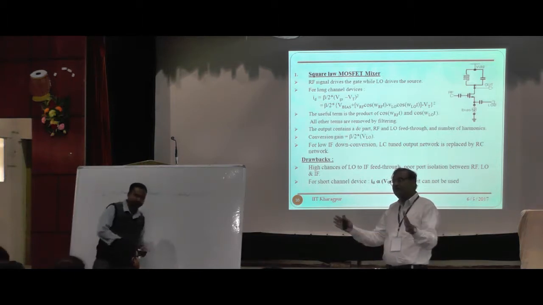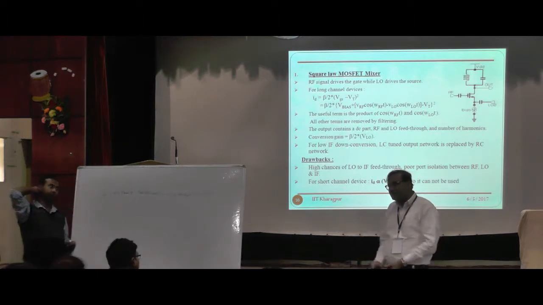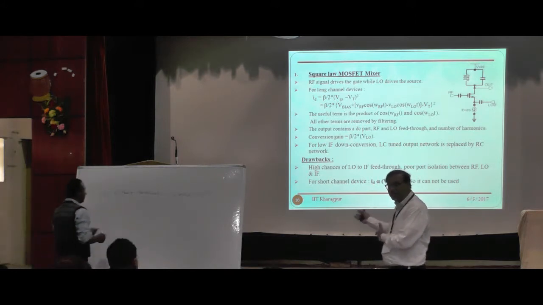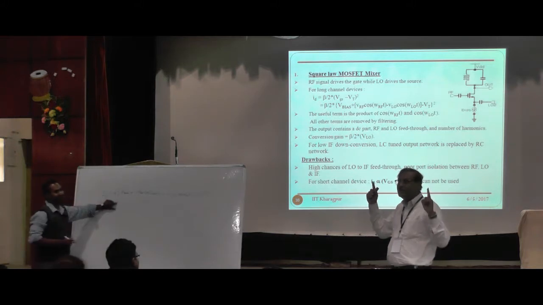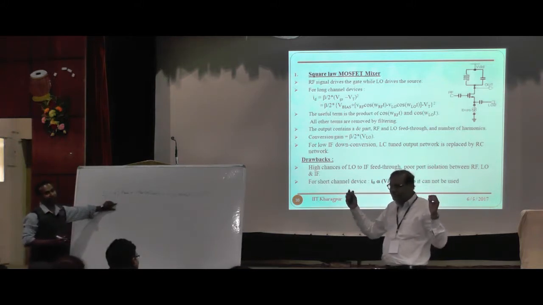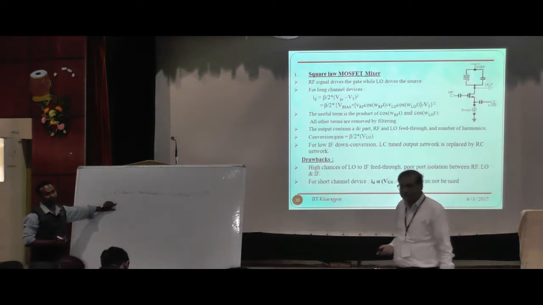The short channel effects, what will happen? In the (VGS minus VT) whole square, there will be another term on the lower side. It is becoming a linear device. So in this linear device, this multiplication would not occur. So don't go to the lower feature size while you are designing a mixer. Better to use the longer feature size to avoid these short channel effects. So typically, what should be the L? N times.